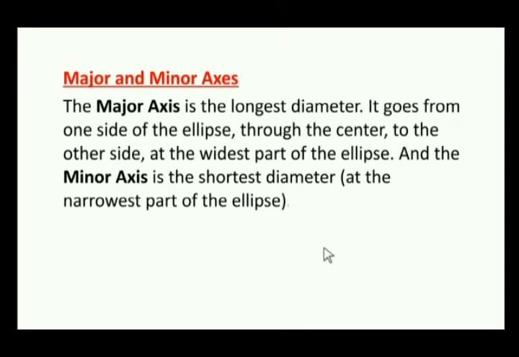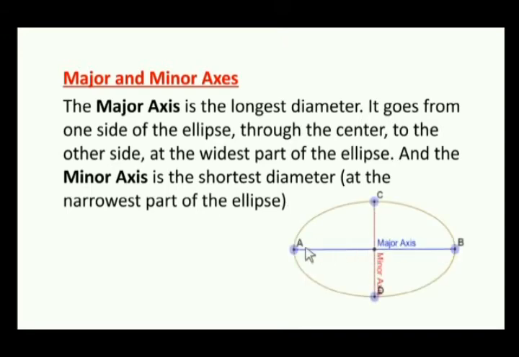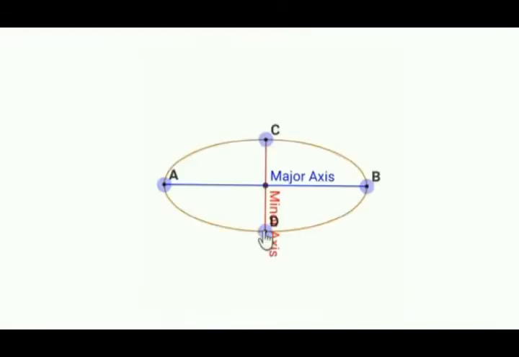Consider the given figure again. Look at this. Here AB is the major axis. This is along the x-axis. And CD is the minor axis. This is along the y-axis. So this ellipse is a horizontal ellipse. This is the major axis along AB, and this is the minor axis CD.